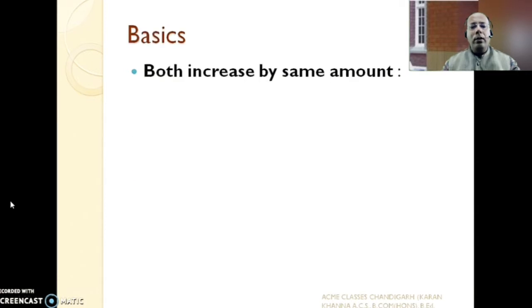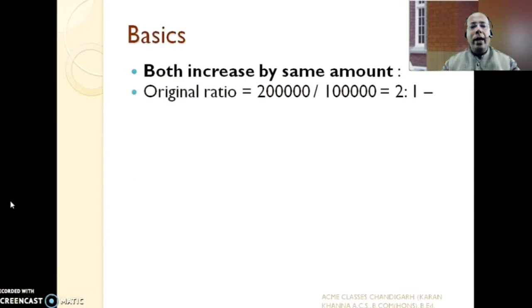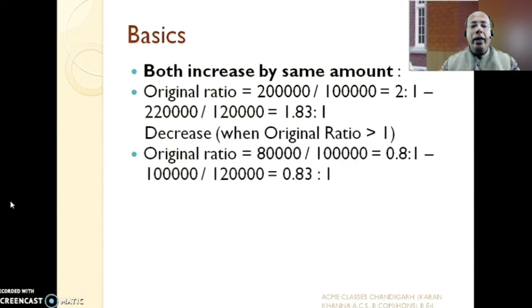What happens if both numerator and denominator increase by the same amount? If the original ratio is 2:1, that means the original ratio is greater than 1. Here the numerator is 2 lakh, the denominator is 1 lakh, and the value of the ratio is greater than 1, that is 2:1. If we increase both the numerator and denominator by 20,000 each, the ratio has declined.